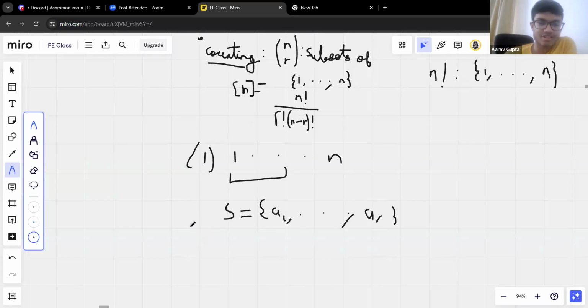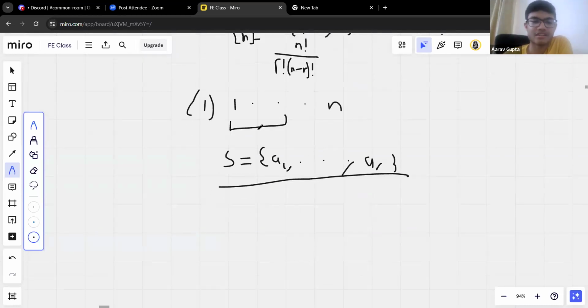So you need the first R elements of the permutation to be S in some order, and then the next n minus R to be the complement of S. So for that, if you have this subset of size R, then the number of permutations where the first R elements are these will be R factorial into n minus R factorial, since these R elements can be in any order in the first R positions, and then the next n minus R elements can be in any order.